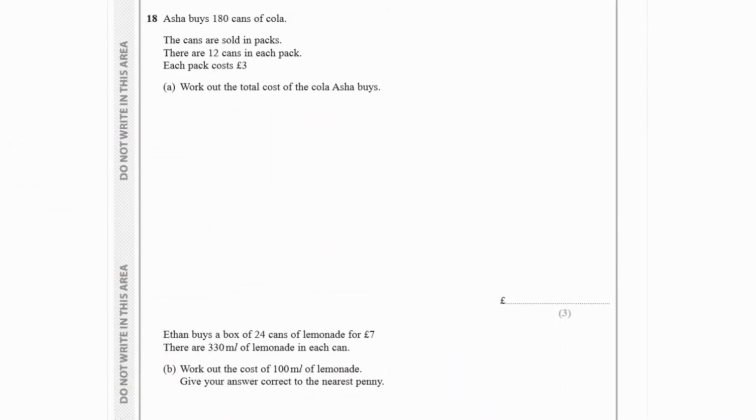Question 18. Asha buys 180 cans of cola. The cans are sold in packs. There are 12 cans in each pack. Each pack costs £3. Part A, work out the total cost of the cola Asha buys.